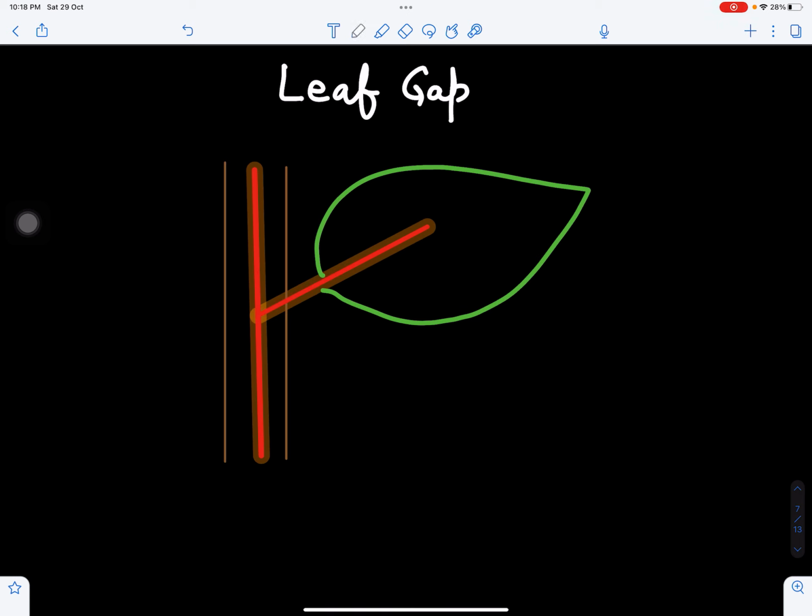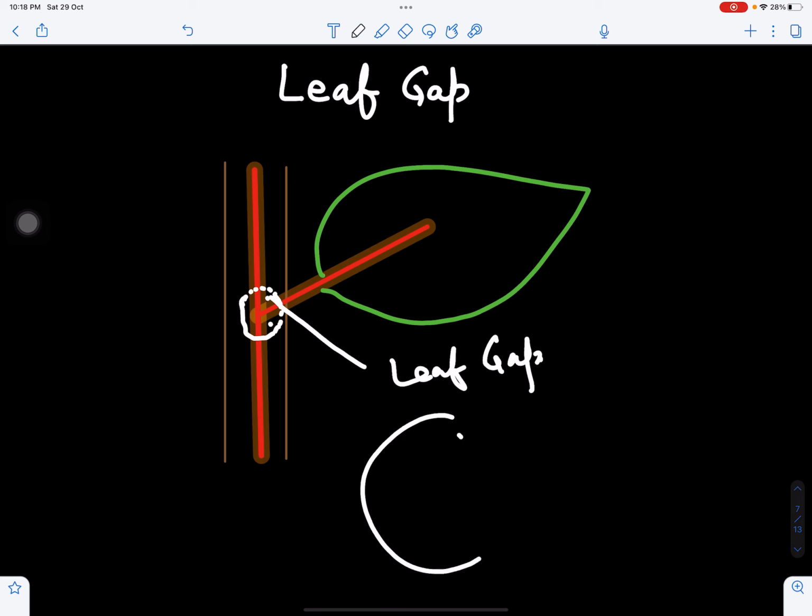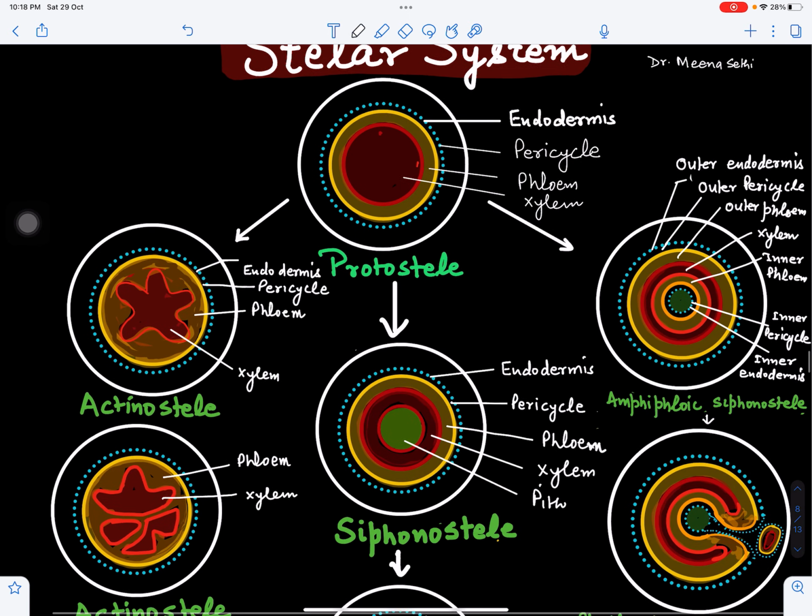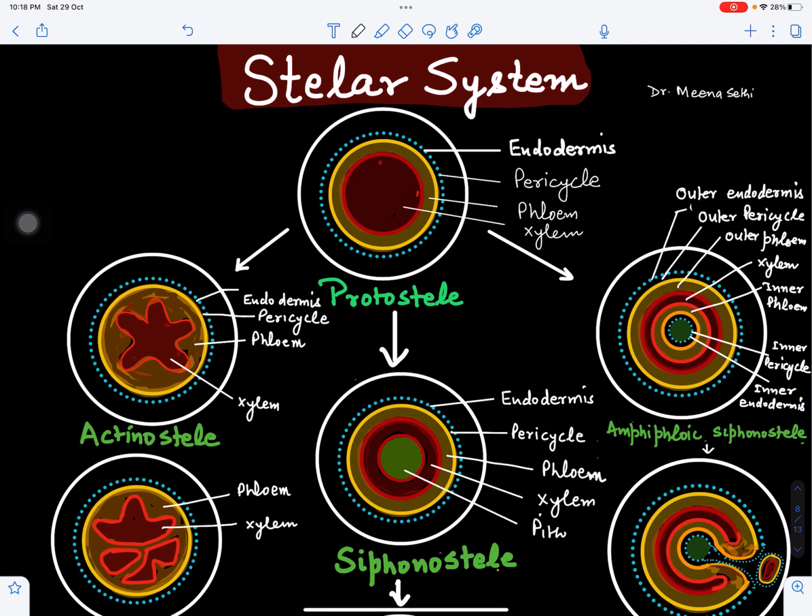So, this area, this is called as where supply is going. So, this will form leaf gap. Supply is going to the leaf. So, stele, if it is growing like this, so this supply is going to the leaf. So, this is leaf gap, and leaf gap I have explained in a separate video and I'll share the link in the description box where you will come to know in detail about leaf gaps. Now, we'll discuss stelar system and its evolution.